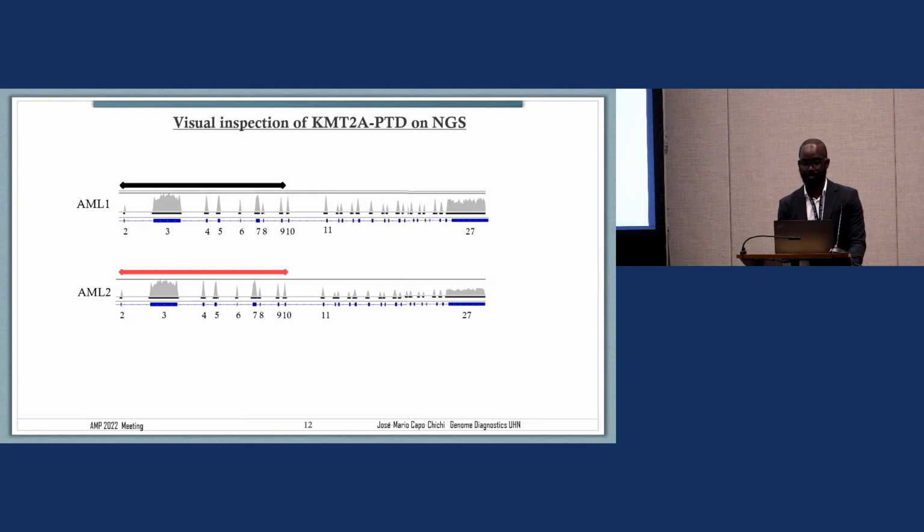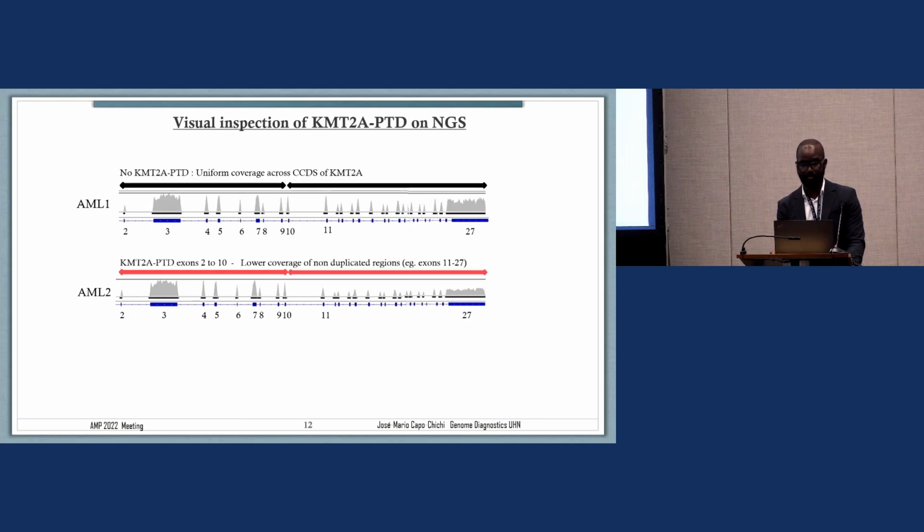So those observations are compatible with the presence of duplications, with a KMT2A PTD in exon 2 to 11 in the patient on the bottom.